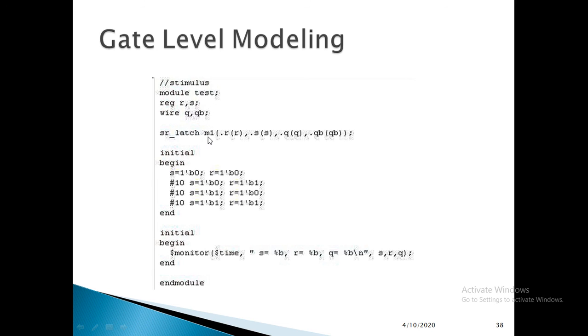Here we instantiate the design block. This R, S, Q and QB are the parameters. This connection is instantiation by name. Here different input combinations are used.